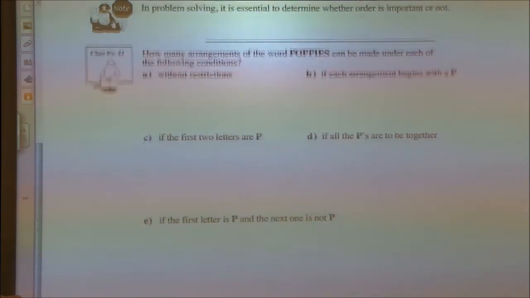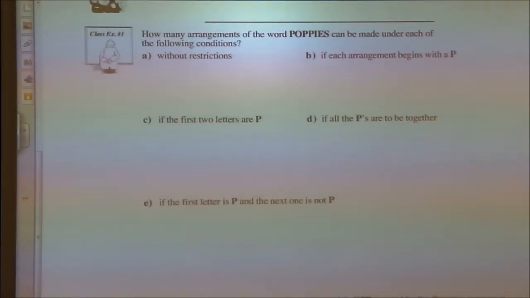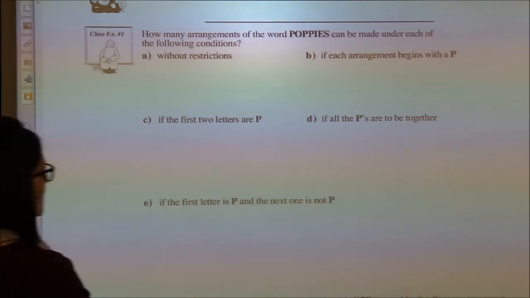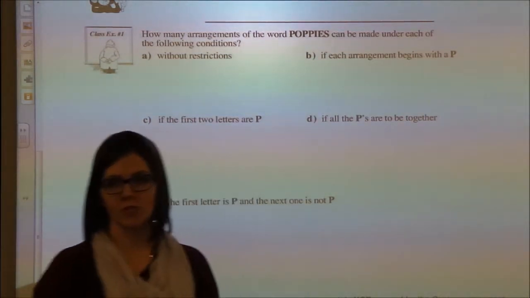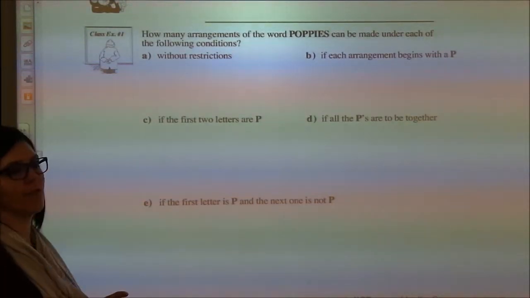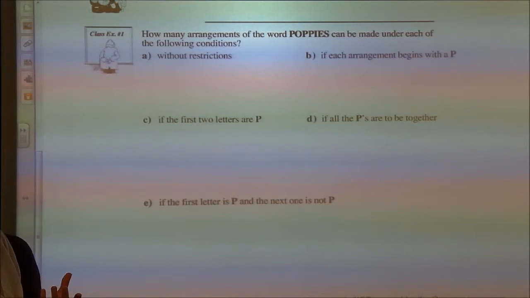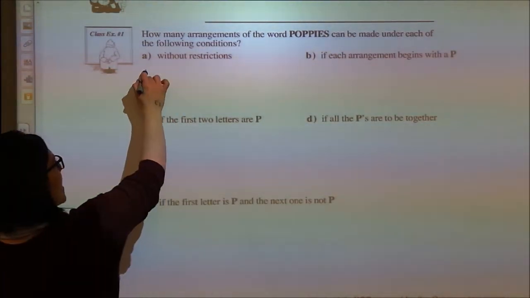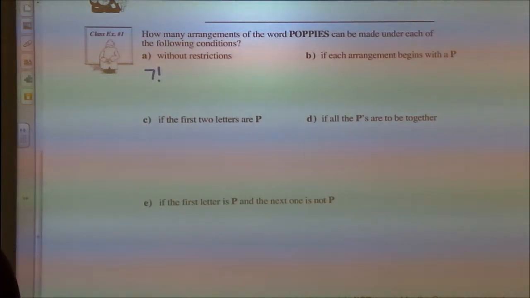So, class example number 1. How many arrangements of the word poppies can be made under each of the following conditions? So if there were no restrictions at all, how many different arrangements could I make? So how many choices do I have for the first spot? Then, so that becomes 7 factorial.